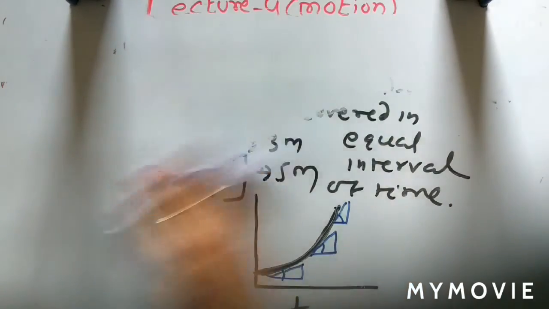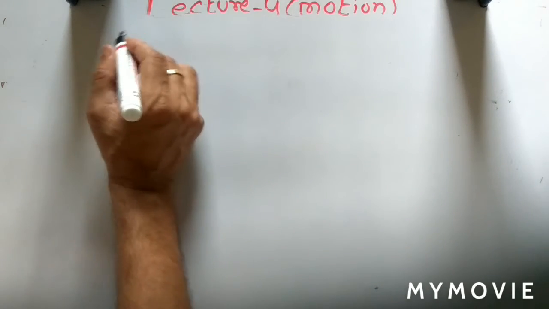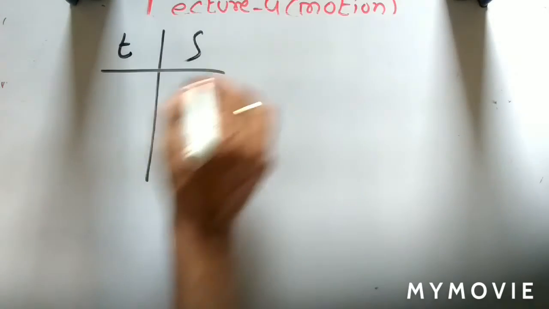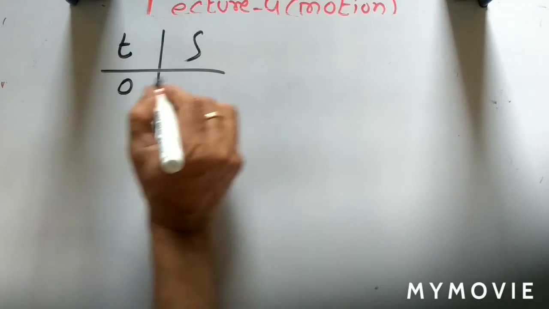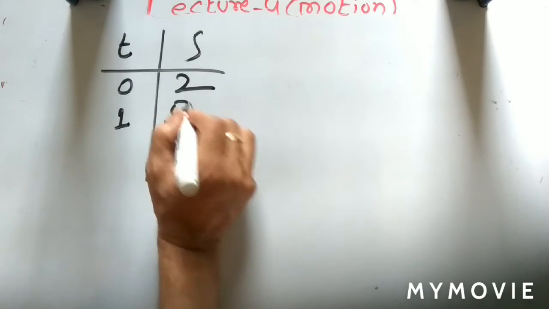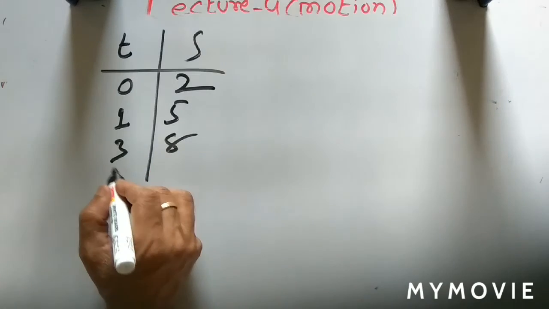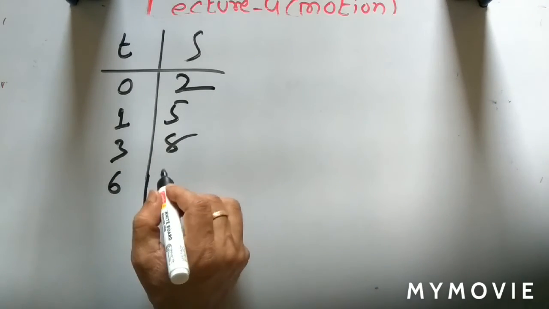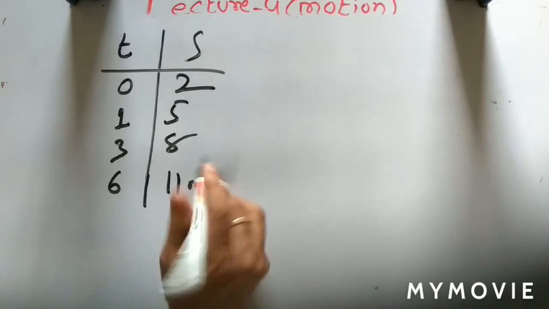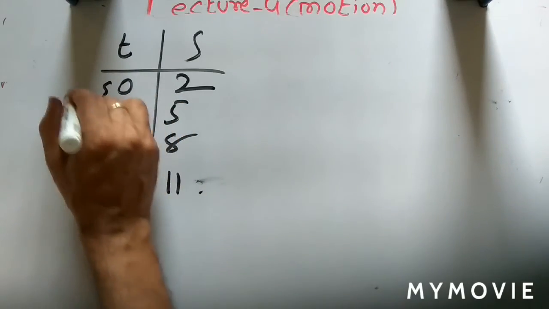Clear? So I told you if the displacement covered by the body is unequal in equal interval of time, that is called non-uniform motion. You take another example. Suppose at t = 0, displacement covered by the body is 2 meter. At t = 1 second, displacement is 5 meter. At t = 3 seconds, displacement is 8 meter. At 6 seconds, the displacement is 11 meter.